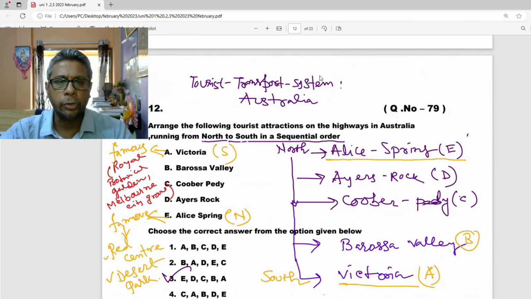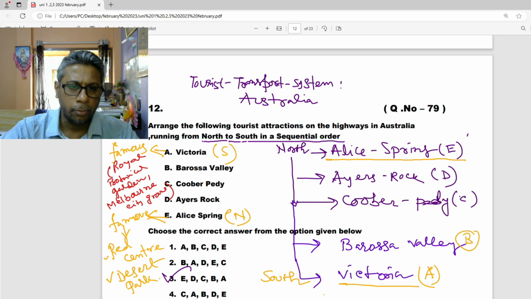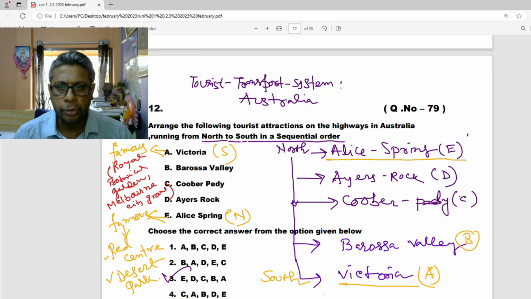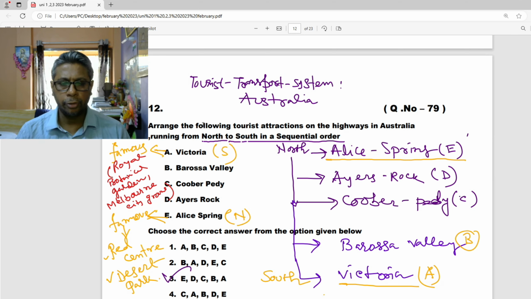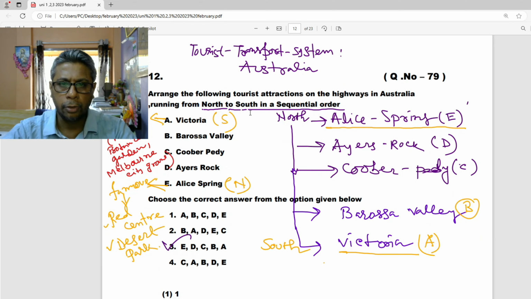Next question, tourist transport system in Australia. They also give the question number 79, arrange the following tourist attractions on the highway in Australia running from north to south in sequential order. You have to remember that in Australia, Alice Springs is a very famous place. It is a very famous place in the northern part of Australia.